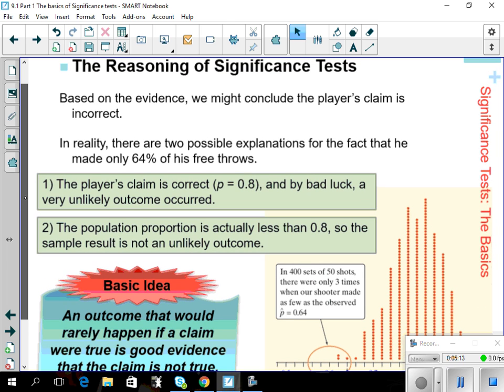So, based on the evidence, we might conclude that he's incorrect because there's only one or two options, right? If we looked at our entire sampling distribution, there's only one or two scenarios where that could really happen. In reality, there are two. If you actually counted on the distribution, there were two. So we either have the player's claim is correct, and by bad luck, a very unlikely outcome occurred. That's one option. The other option is he lied, right? He boasted and said, oh, I'm 0.8. I have an 80% free throw shooting percentage. Liar, liar, pants on fire. And I had the stats to show it, okay?